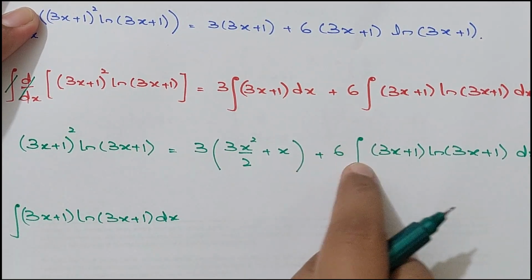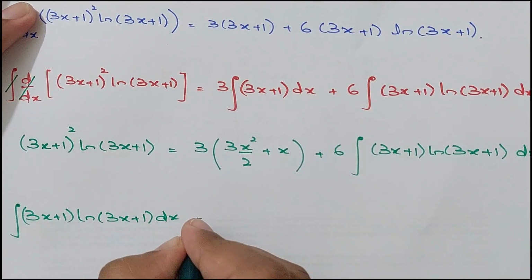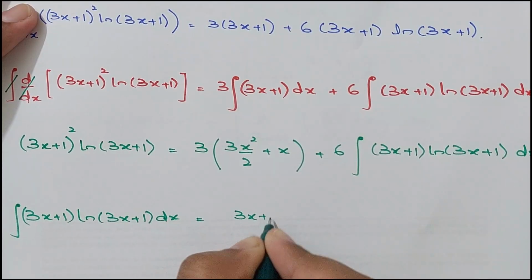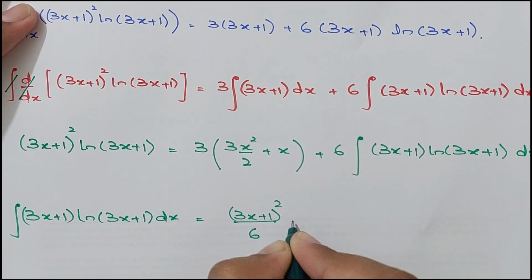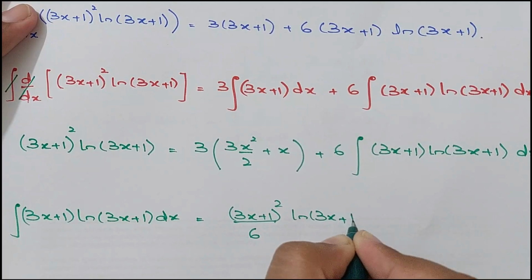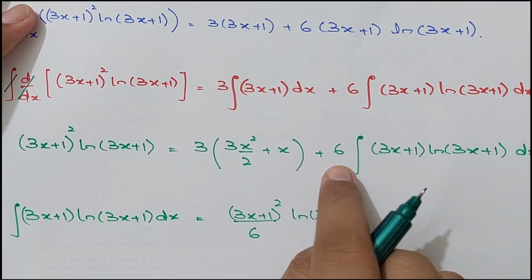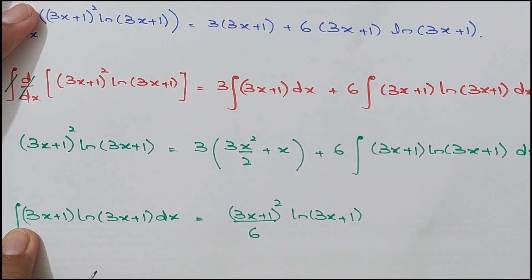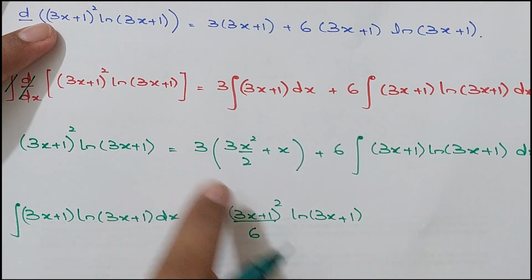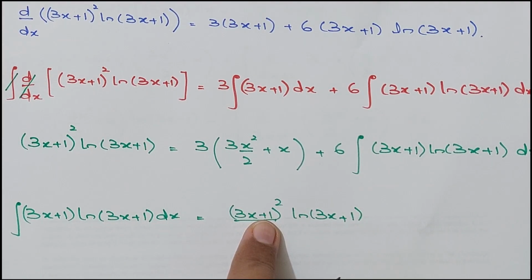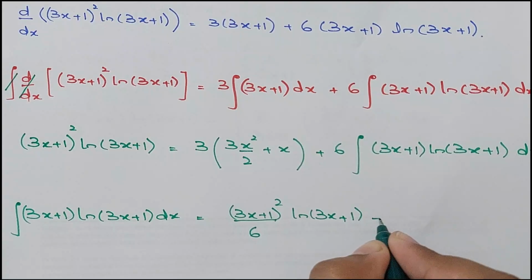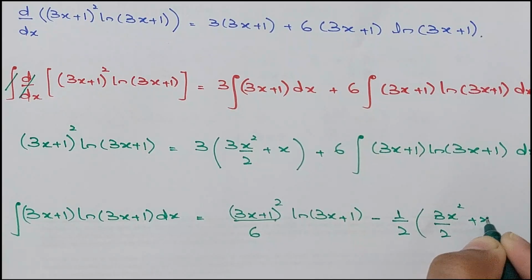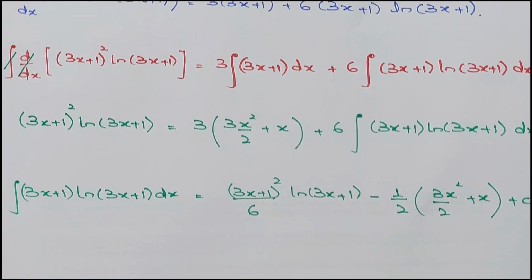So we can say the integration of 3x plus 1 into ln of 3x plus 1 dx, dividing by 6, this would be equal to, okay, 3x plus 1 whole square divided by 6 ln of 3x plus 1, right? So I did two steps here, dividing all three terms by 6. This term is 1, this is dividing by 6, and this is 3 times 1 is 3, 3 times 2 is 6, 3 by 6 is 1 by 2, so minus 1 by 2 into 3x square by 2 plus x plus some constant of integration, right?